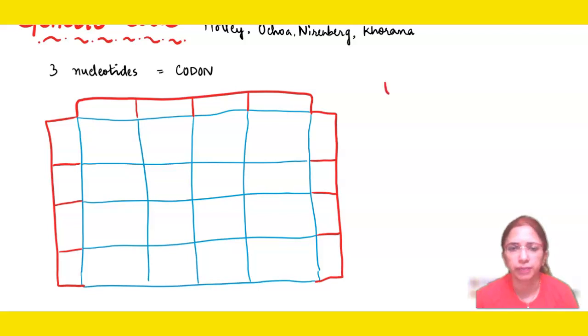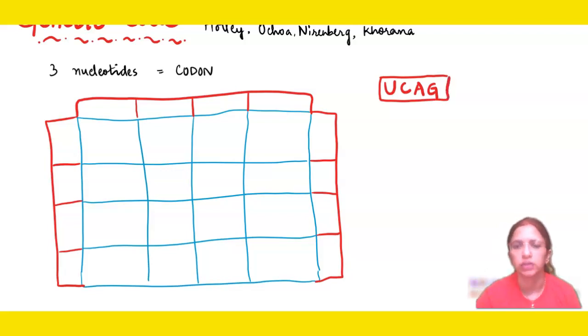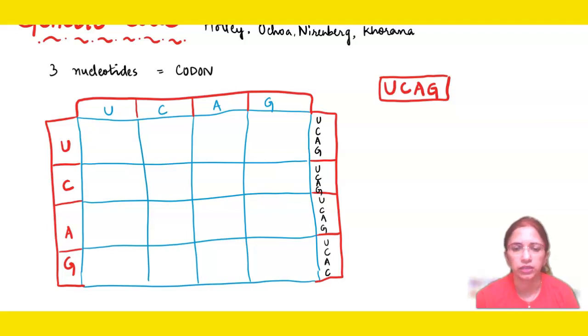Remember, you have to write bases in U, C, A, G sequence. This is your trick for the genetic code. You need to remember these nucleotides: U, C, A, G. So I will be writing U, C, A, G. Fine. And here also we will be writing like this: U, C, A, G, repeated four times. And this makes our skeleton ready for the genetic code.